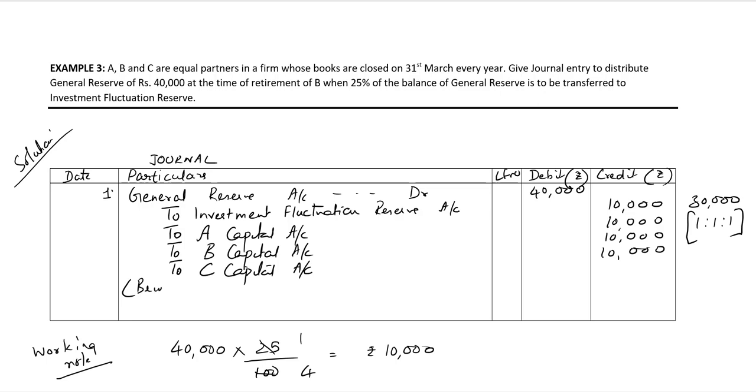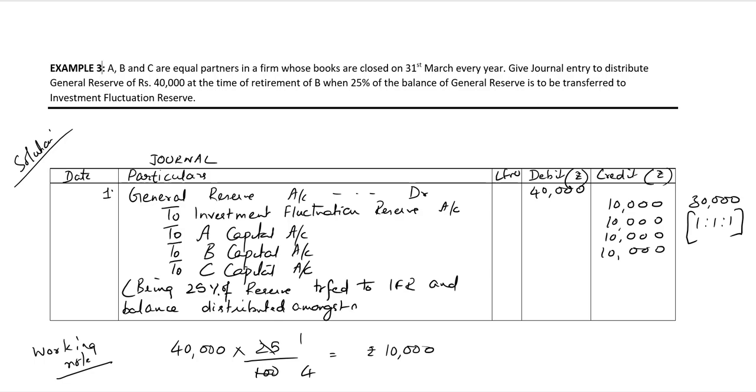Being 25% of reserve transferred to IFR and balance distributed among all partners in old profit sharing ratio. So this is the answer to example 3.